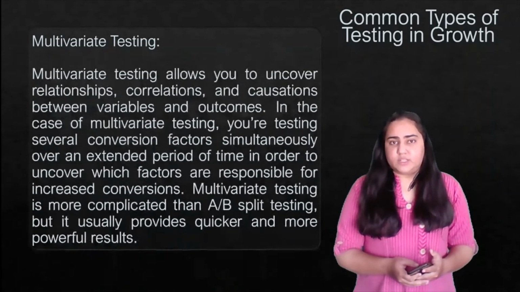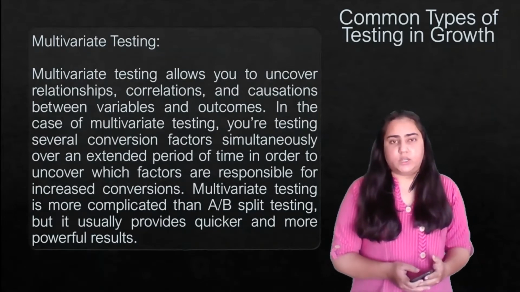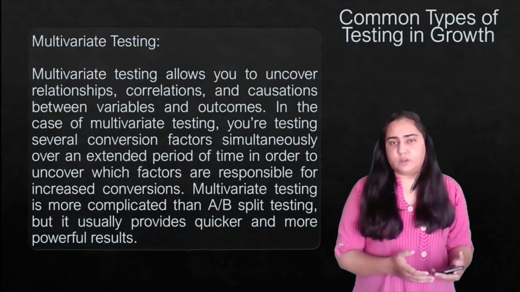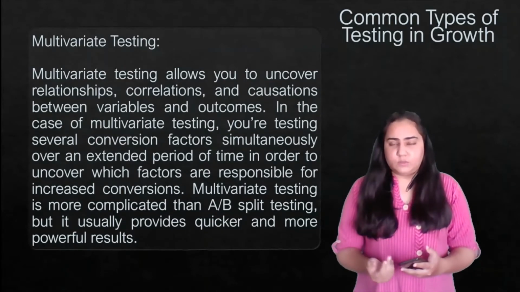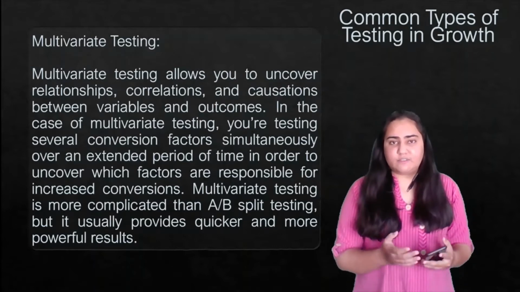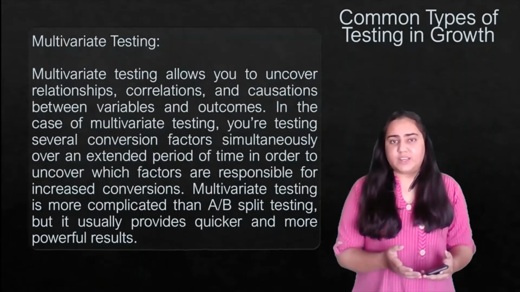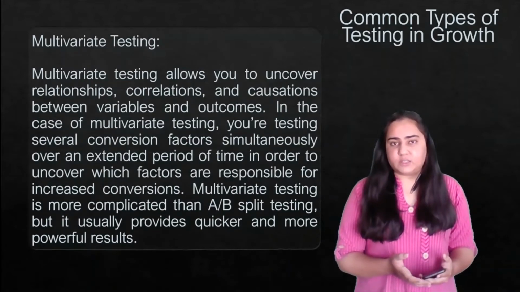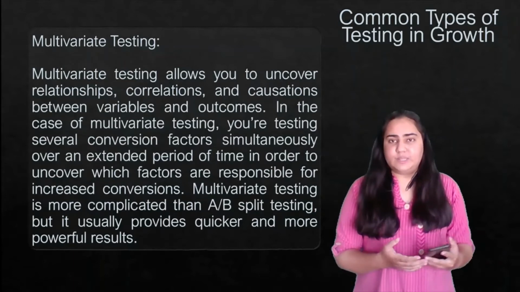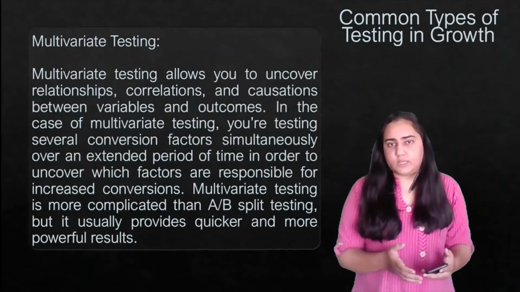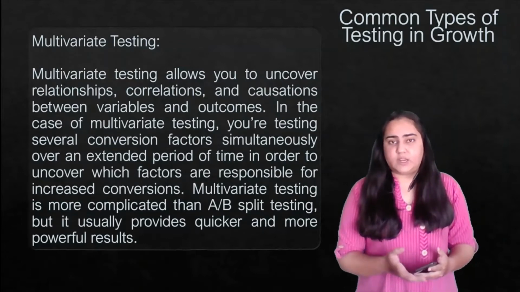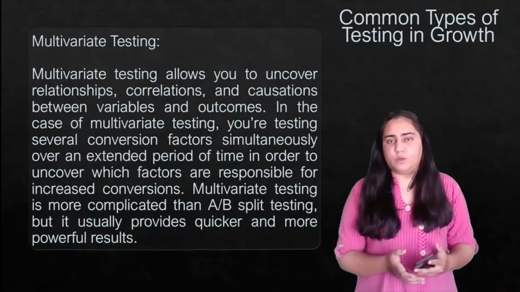The next testing technique is multivariate testing, which is almost like multivariate regression, and it allows you to uncover relationships, correlations, and causations between variables and outcomes. It tells you how certain outcomes are generated based on certain variables. In the case of multivariate testing, you're testing several conversion factors simultaneously over an extended period of time in order to uncover which factors are responsible for increased conversions. So you will have lots of variables, lots of factors, and you'll be testing all of them to find out which of those factors are actually helping you in conversions in your sales funnel. Multivariate testing is more complicated than A/B split testing, but it usually provides quicker and more powerful results.